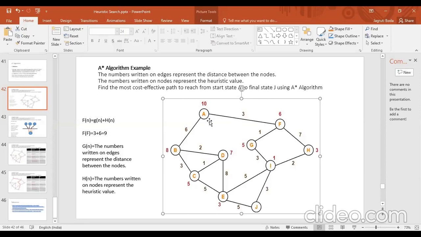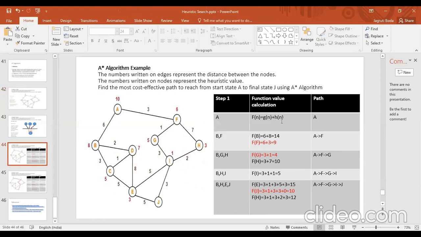And what is g of n? So here the edge value, that is the distance between two nodes. This is 3, 6, 2, 1. These all are the values of g of n. Okay. Now start with the initial node. So you see in table one by one, step number 1, right? The first condition is we have to put A in the open list. So here A is our root node. So A is put in step number 1, that is the path is A.